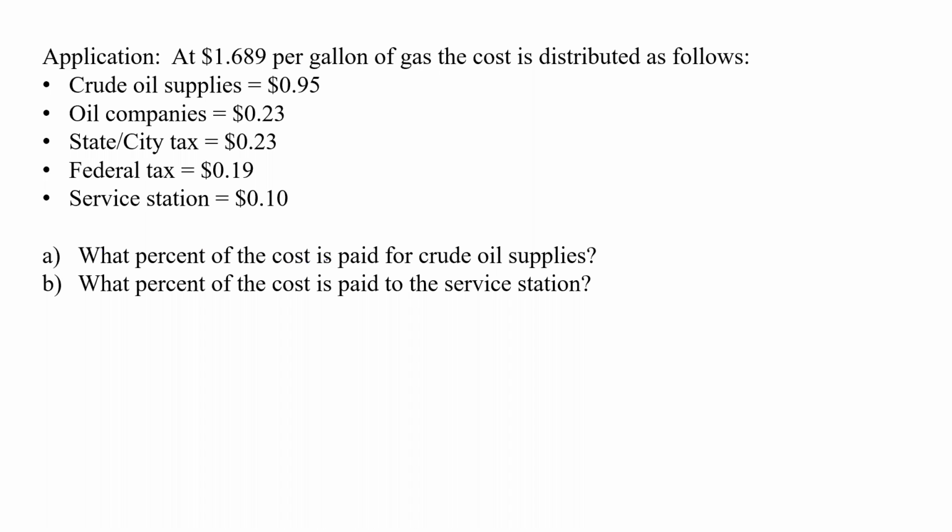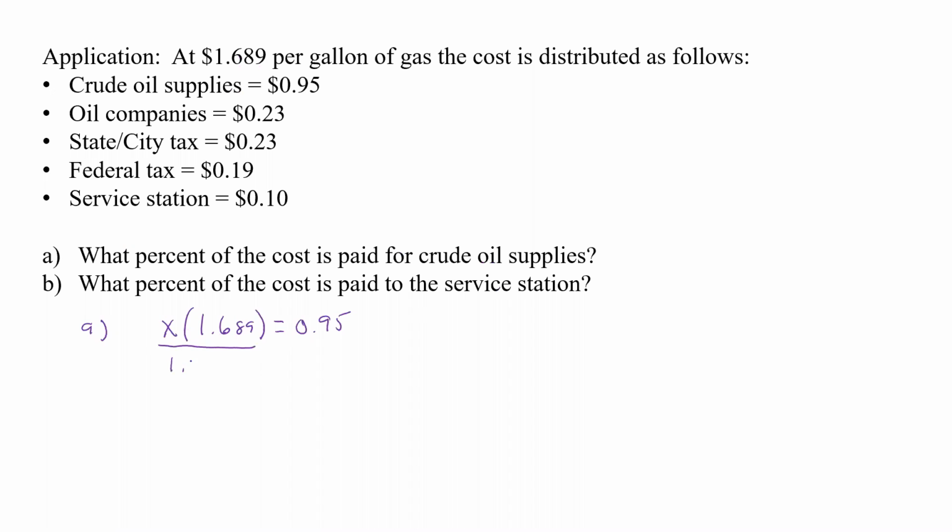What percent of the cost is paid for crude oil supplies? Okay. So if we say this is A, then we're going to have X times the cost. Well, the cost is 1.689, equals paid for crude oil supplies. Well, crude oil supplies is 0.95. And so that's our equation to set up that first one. What percent X of the cost, $1.689 per gallon, equals the cost for the crude oil supplies. Crude oil supplies is 0.95. So now we just have to divide.